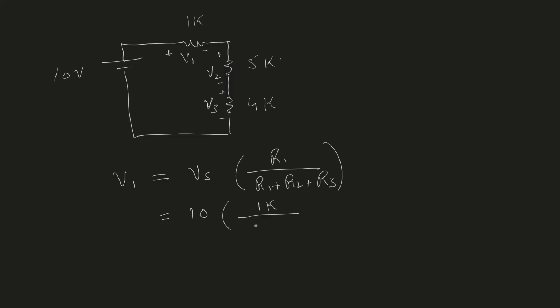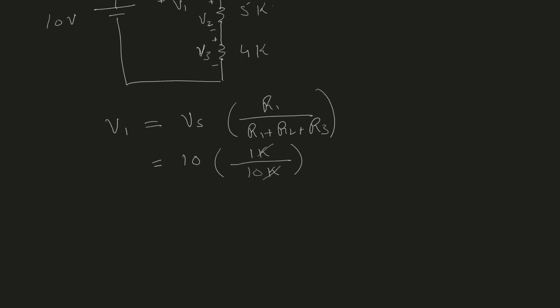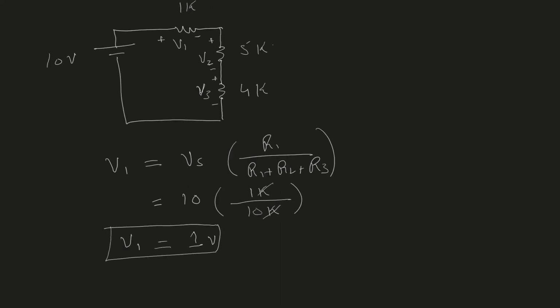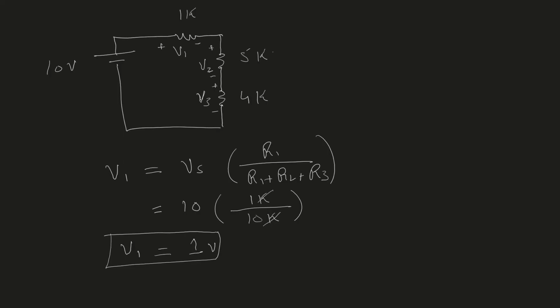And then the sum of the 3 is 1, 5, and 4. So that's 10 kilo. K and K will cancel out. I will have 10 divided by 10, which is 1 volt. So therefore V1 will be 1 volt, which means that, let's say the negative of the battery is our ground terminal, so I have 0 volts over here, I have 10 volts over here. 1 volt will be dropped across the resistor R1, so at this point I will have 9 volts.